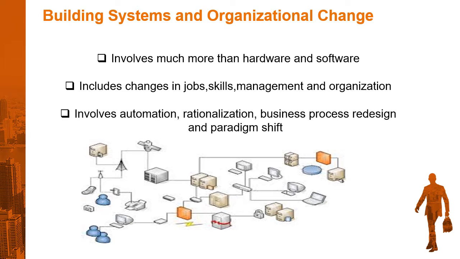Next, it also includes changes in jobs. New skills have to be developed, management styles have to change, and the organizational style has to change as well. And the next thing we want to talk about here is that the building of information systems as it impacts organizational change comes with automation. So organizations usually automate their processes which were previously done manually. And we have also something we call rationalization. We also have business process redesign and paradigm shift, which comes as a result of building information systems.